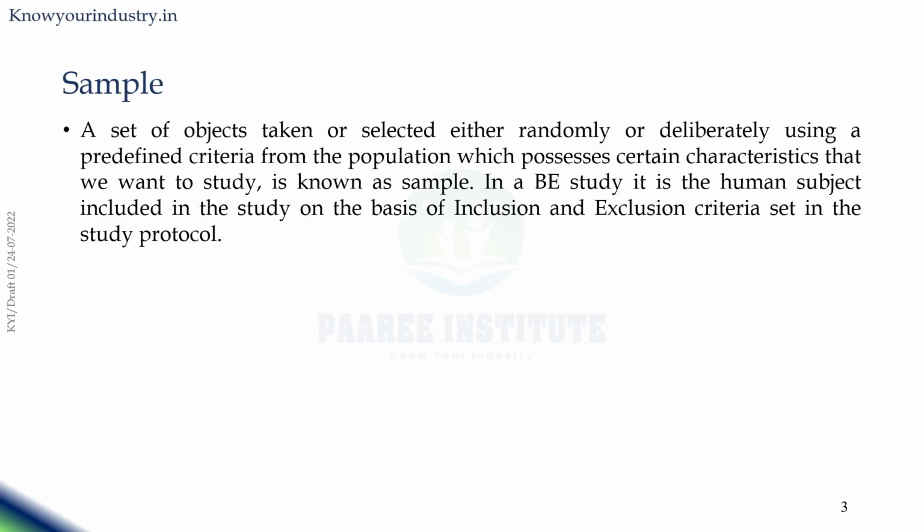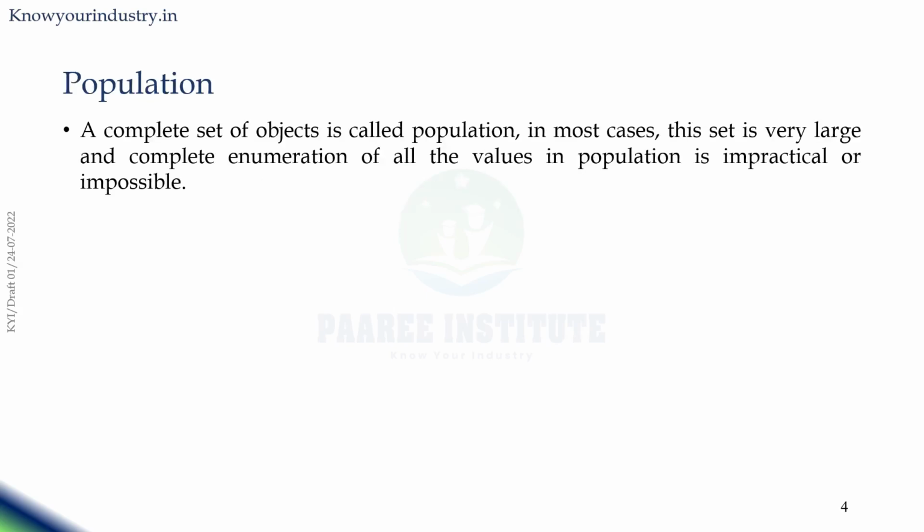Sample: a set of objects taken or selected either randomly or deliberately using predefined criteria from the population, which possesses certain characteristics that we want to study, is known as a sample. In a bioequivalence study, it is the human subjects included in the study on the basis of inclusion-exclusion criteria set in the study protocol. Population: a complete set of objects is called population.